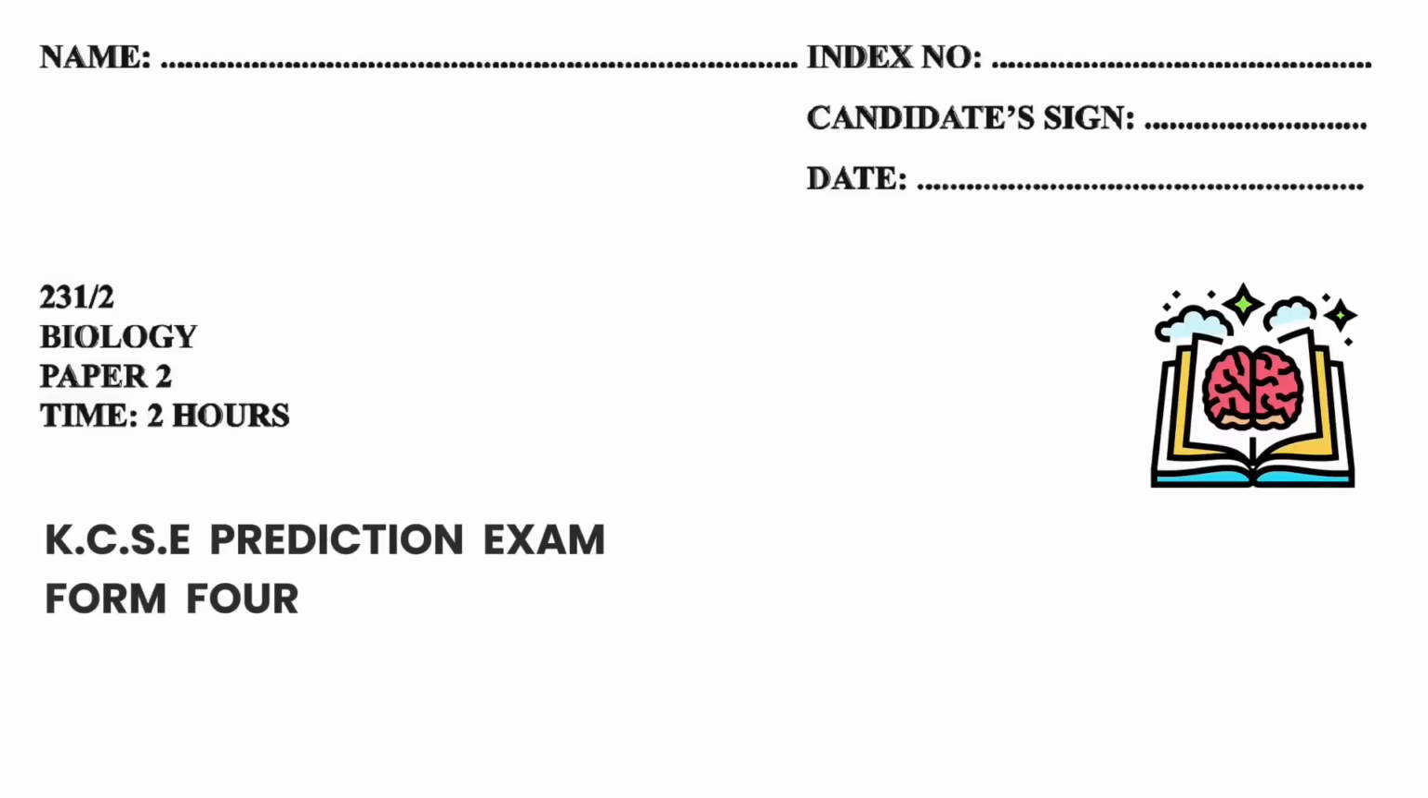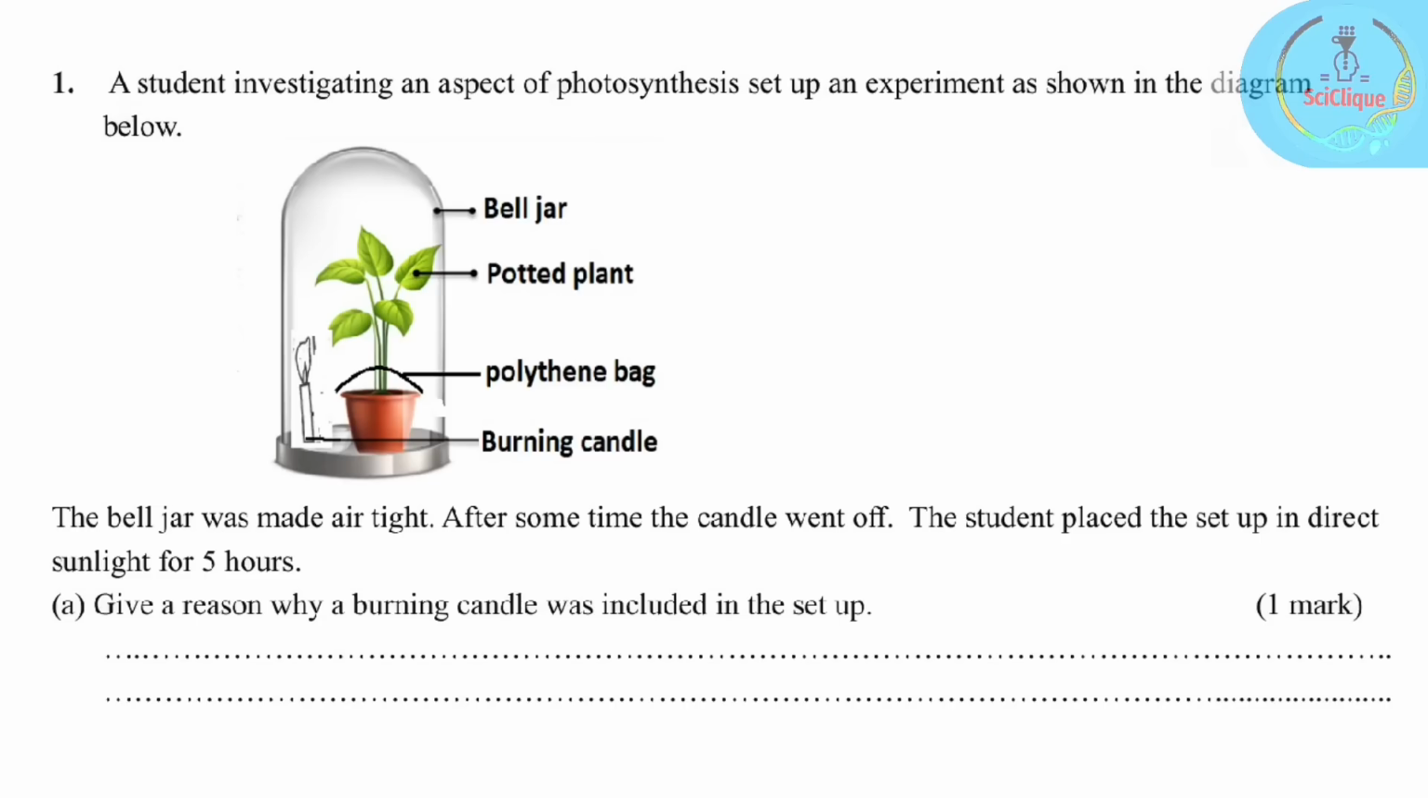Let us discuss Biology Paper 2 KCSE prediction. On to question 1. A student investigating an aspect of photosynthesis set up an experiment as shown in the diagram below.